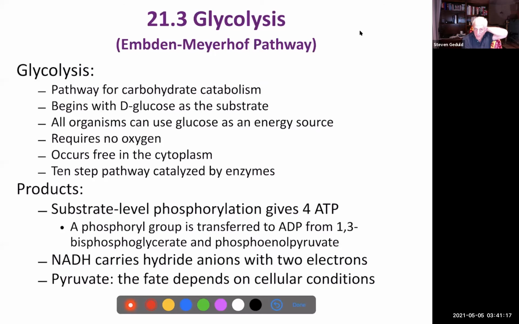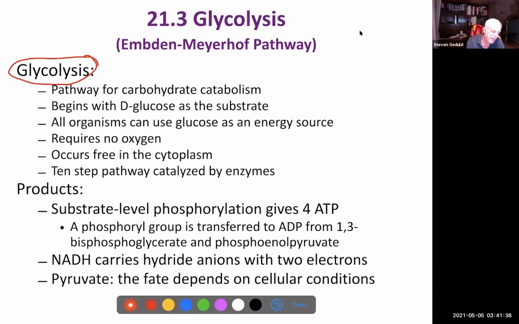Okay. Embden-Meyerhof pathway. This is glycolysis. We'll do another 5-6 minutes and call it tonight. We'll finish it, a couple more slides here. So glycolysis is a breaking down of glucose. Glycolysis, glucose breaking down. So we're breaking down glucose to give us energy.